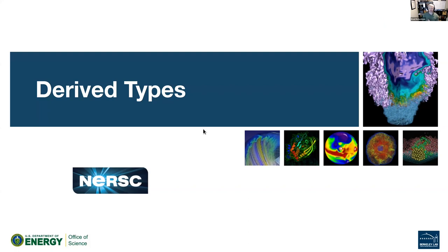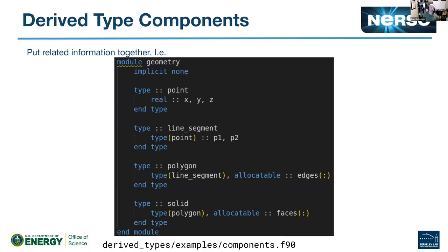Derived types. Yesterday, all of the examples we were working with made use of just the intrinsic types: reals, integers, characters. These are all types that the language defines. But as of Fortran 90, and then increasing in usefulness and functionality, the language allows you to define your own types. So we'll talk a little bit about how you can do that.